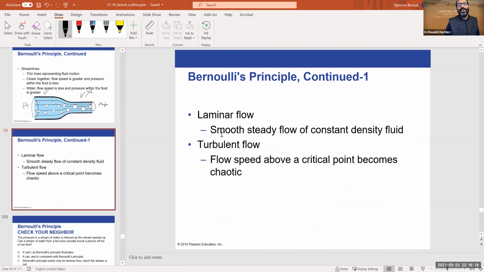Okay. There are two types of flow. There is a laminar flow, the one that is smooth and non-turbulent, basically, at constant speed and constant density of flow, versus turbulent flows, like, for example, what happens in a tornado or very high velocity phenomena.